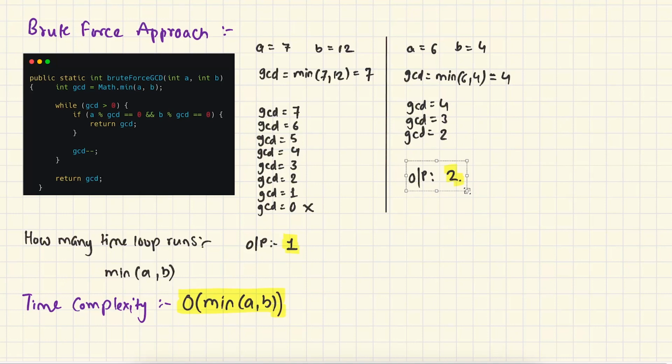Now let's talk about the time complexity of this function. How many times is our loop going to run? We can clearly see that our loop is going to run from the minimum of A and B down to 1. So the time complexity of this function comes out to be big O of minimum of A and B. So far so clear? This is the brute force approach to solve this problem.